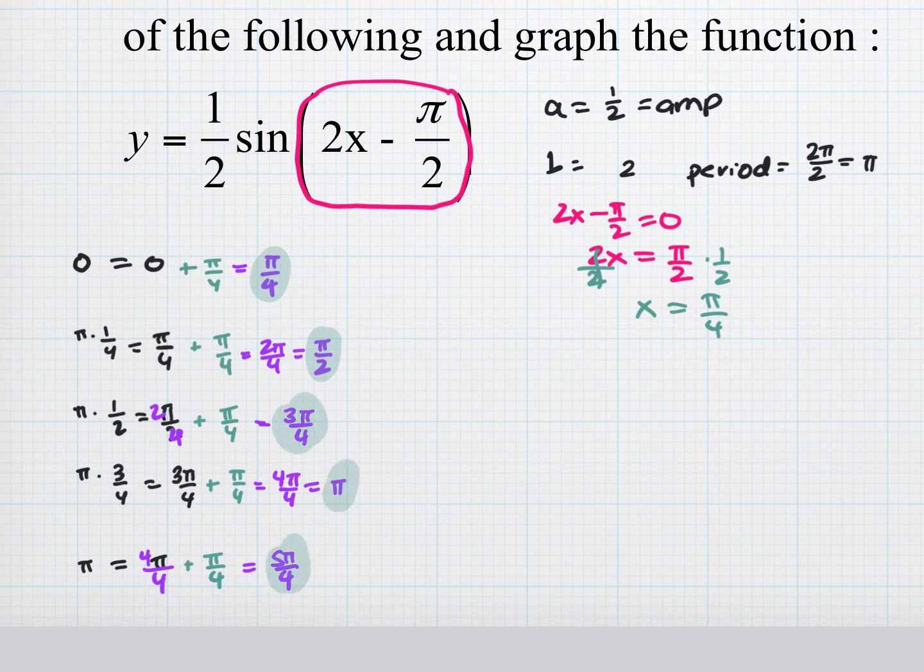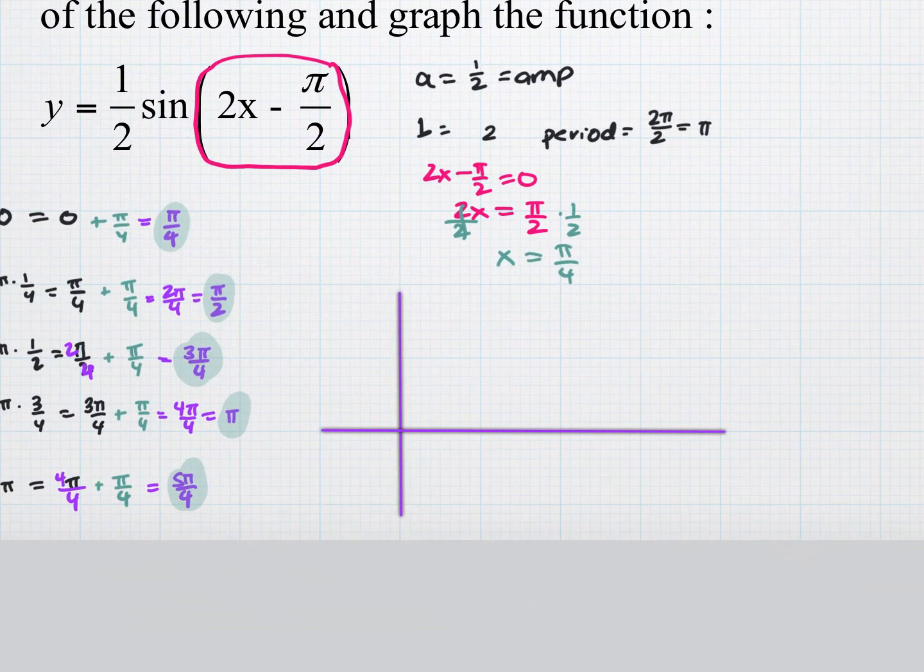They're all positive this time, so I don't need a lot of space on the left-hand side. My first one is at pi over 4, then pi over 2, then 3 pi over 4, then pi, then 5 pi over 4. Amplitude is only at a half, so I didn't have to go up or down too much either. And again, we have sine, right? So we start at 0, we go up to 1/2, down to 0, down to negative 1/2, and then back up to 0.